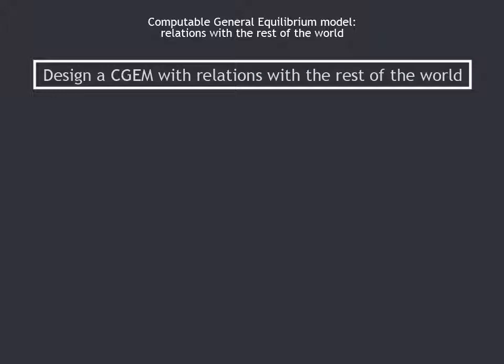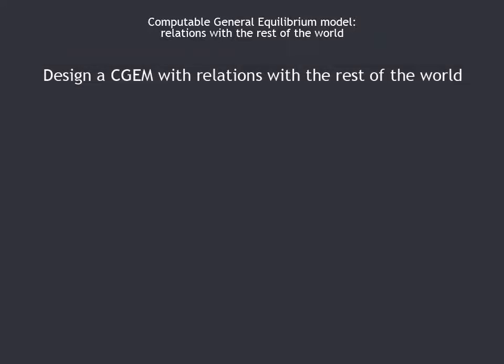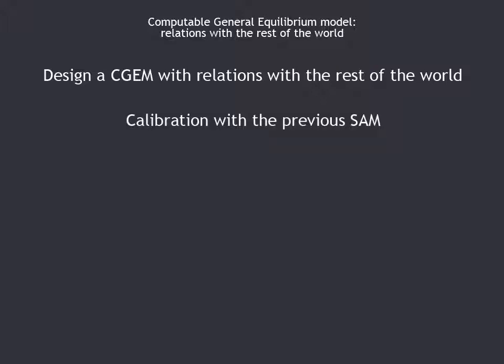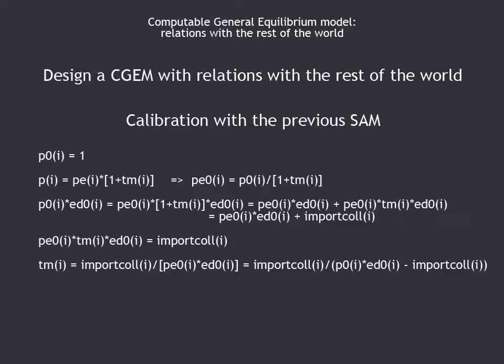So you have all the elements to design a computable general equilibrium model, now with relations with the rest of the world. And you can calibrate it with the previous social accounting matrix. You will have 2 slides just after this one that will expose entirely the model. Concerning the calibration, I have one element I would like to talk about. In previous calibration, we normalized consumer price P0 in sector I equal to 1.